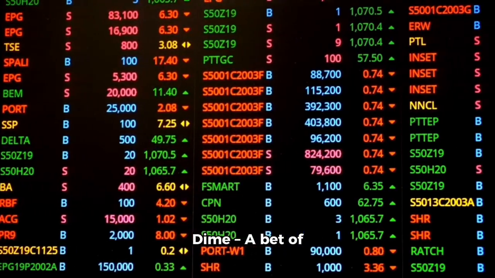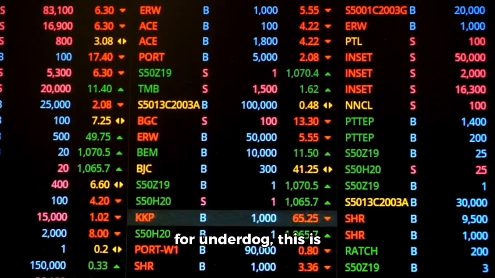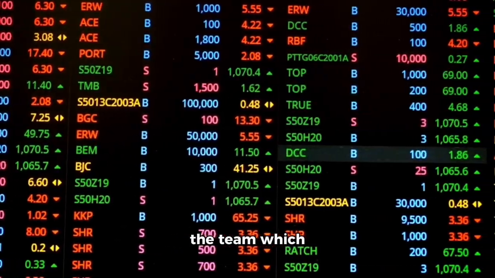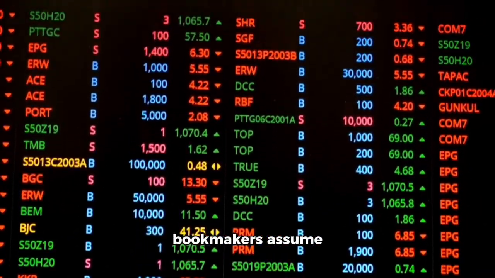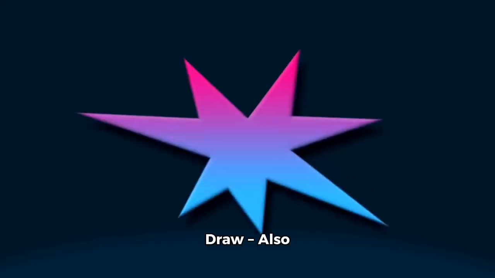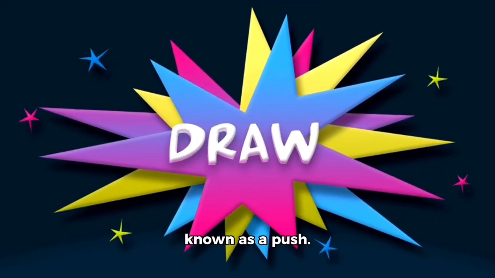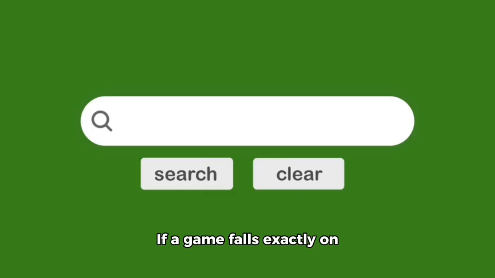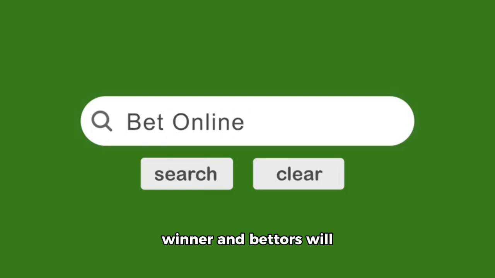Dime, a bet of $1,000. Dog, short for underdog. This is the team which bookmakers assume will lose the game. Draw, also known as a push. If a game falls exactly on the spread, there is no winner and bettors will receive their money back.